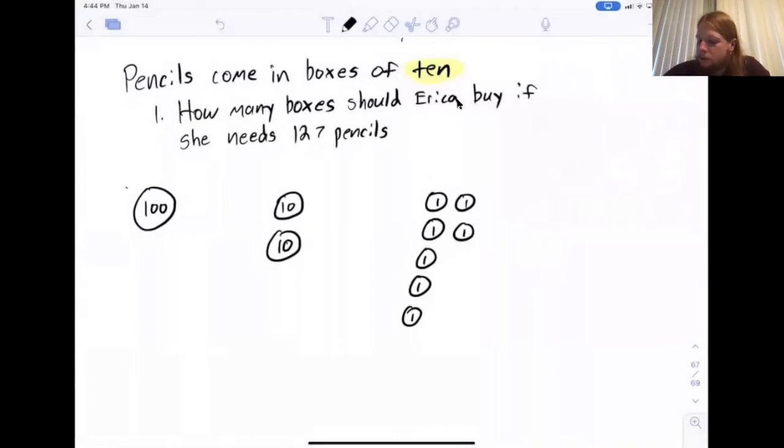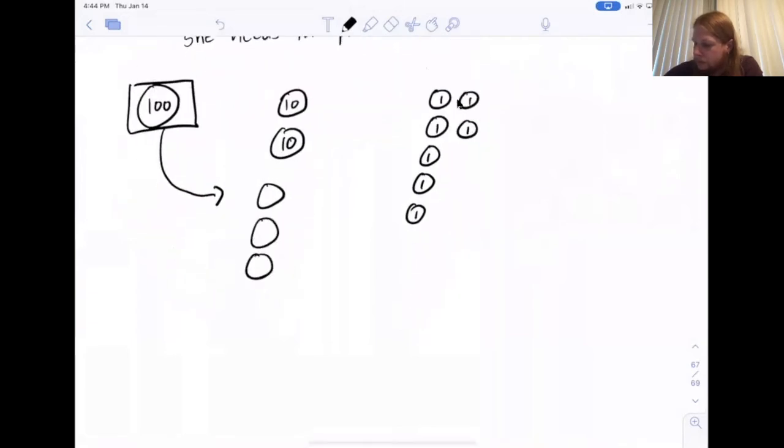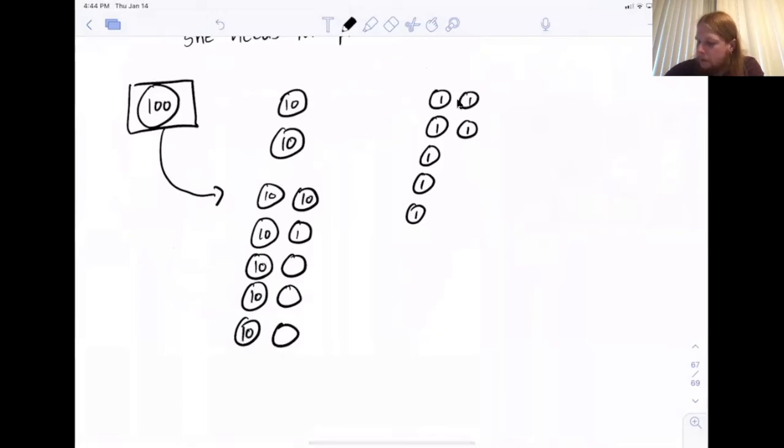So what we need to do is turn this 100 chip into 10 chips. Let's go ahead and do that. So we have 1, 2, 3, 4, 5, 6, 7, 8, 9, 10. So we exchange this 100 chip for 10 10 chips because there are 10 10s in 100. Now I'm going to put a big red X through this because we don't have that anymore, and I don't want you to think we do, okay?